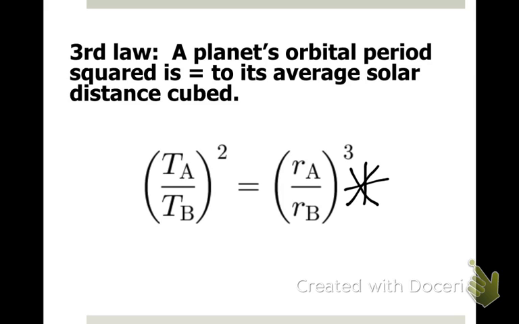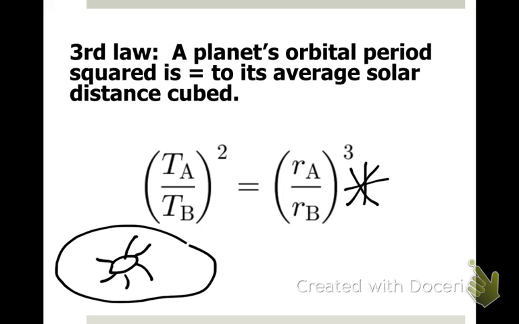So a planet's orbital period. An orbital period is talking about the time it takes for the planet to get around the sun. If you take that time for it to go completely around the sun and you square that number, so just square it, however long that takes, then that's going to be proportionate to its solar distance cubed.